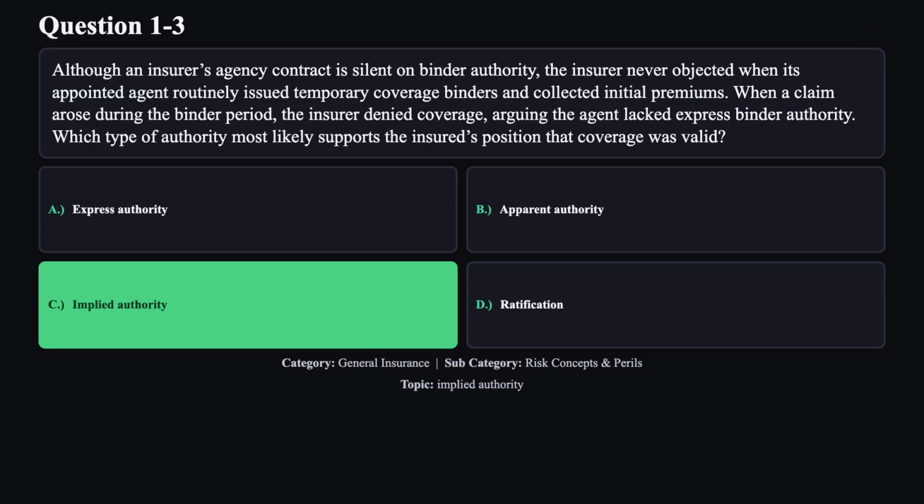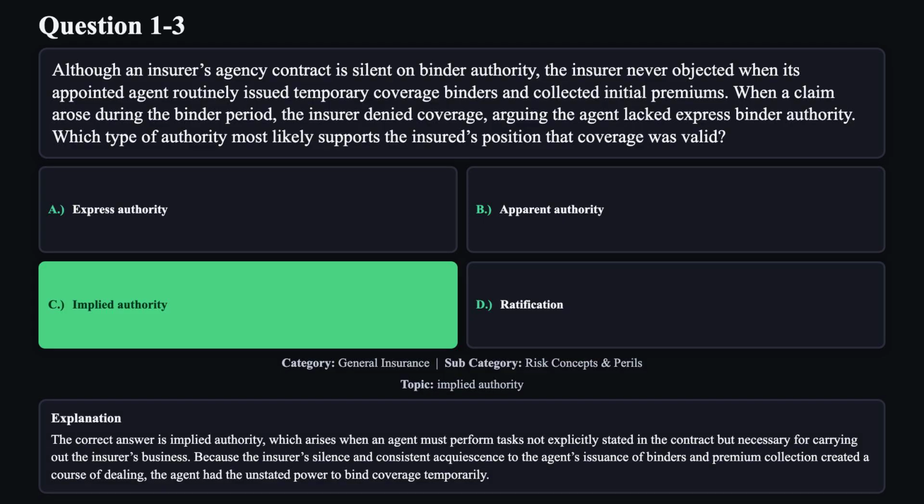The correct answer is C. The correct answer is implied authority, which arises when an agent must perform tasks not explicitly stated in the contract, but necessary for carrying out the insurer's business, because the insurer's silence and consistent acquiescence to the agent's issuance of binders and premium collection created a course of dealing. The agent had the unstated power to bind coverage temporarily.